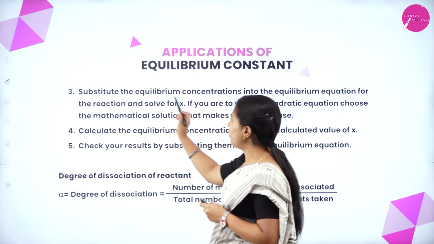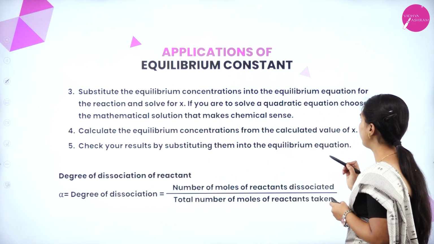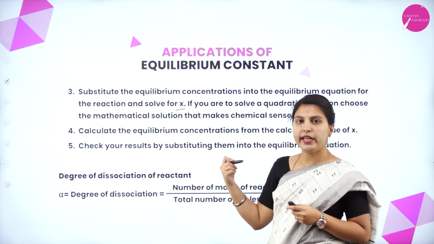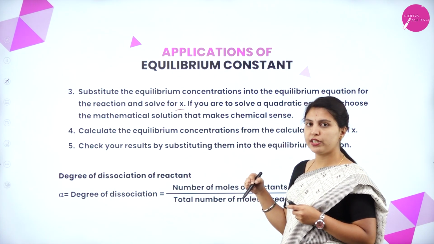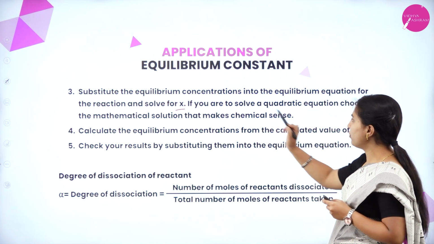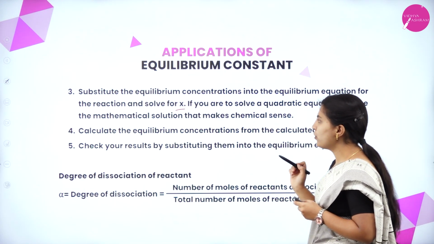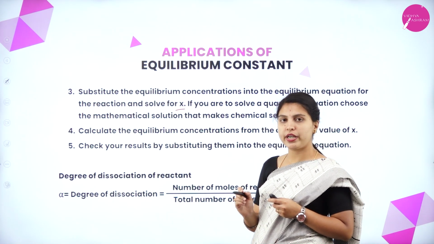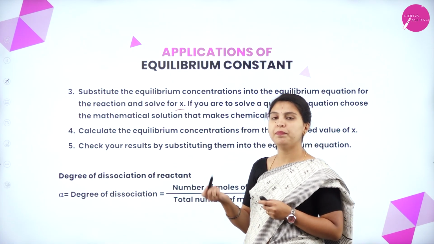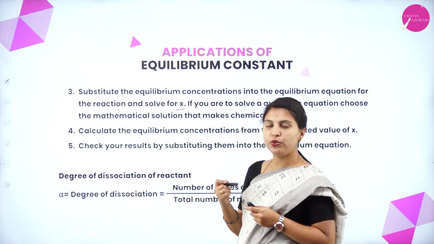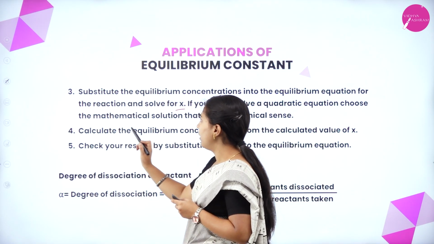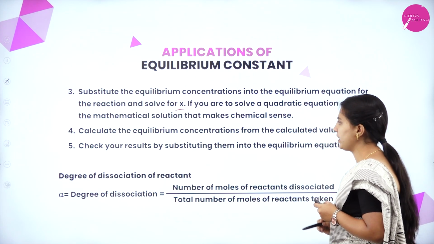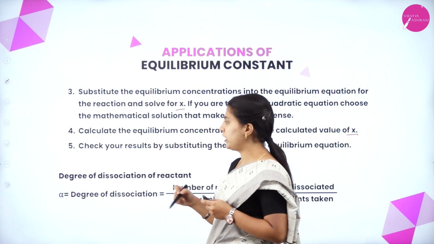Next, substitute the equilibrium concentrations into the equilibrium equation for the reaction and solve for X, by correlating the known and unknown concentrations. If you have to solve a quadratic equation, choose the mathematical solution that makes chemical sense. You use the quadratic equation and you will get the unknown concentration. Next, calculate the equilibrium concentrations from the calculated value of X. Now your X will be known.